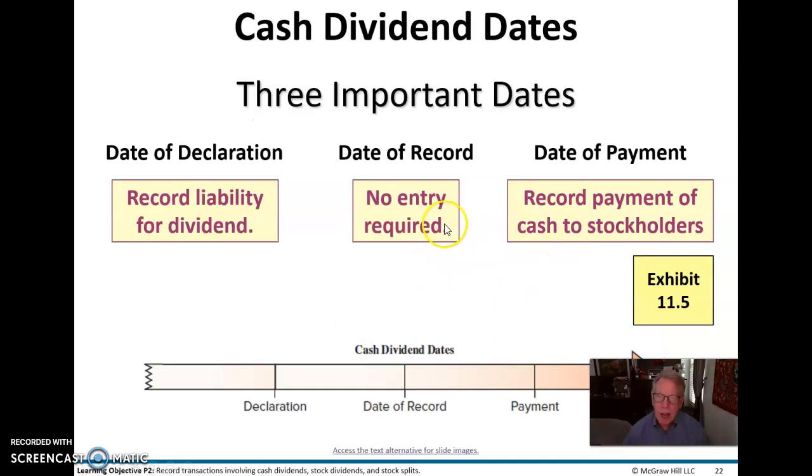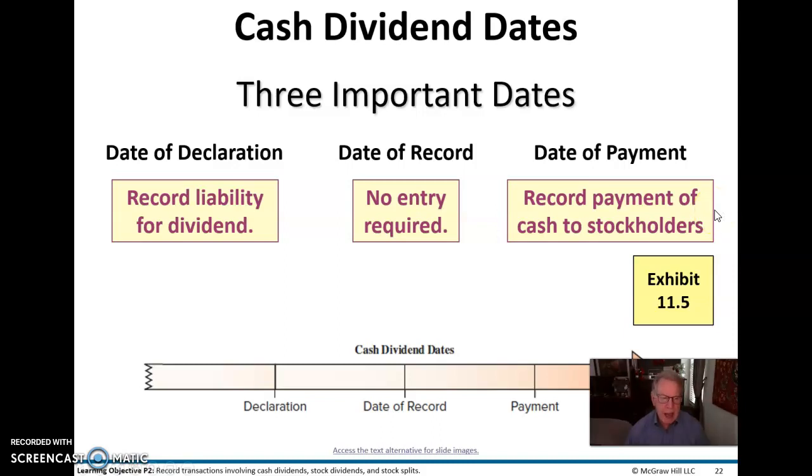We have 3 important dates related to cash dividends. We declare it, we record it, and we pay it. Now, when we declare it, we right then and there record the liability for that dividend, right? And then on the date of record, that means we figure out who's going to get those dividends. And there's no entry required for that. That's an administrative task. And then once we've determined who's going to get it, eventually we do pay it. And when we pay it, we record that payment of cash to stockholders.